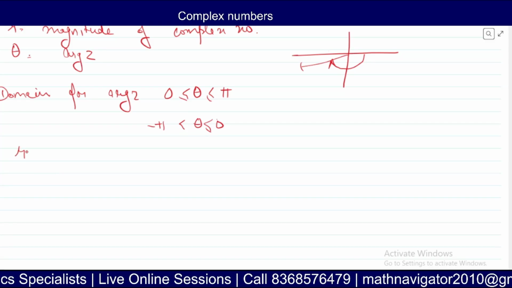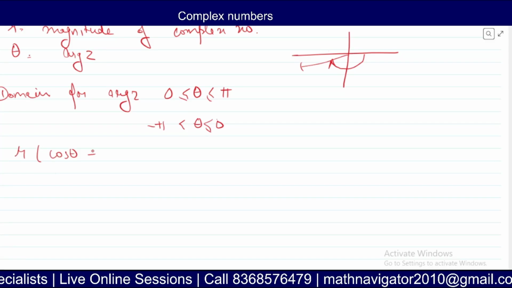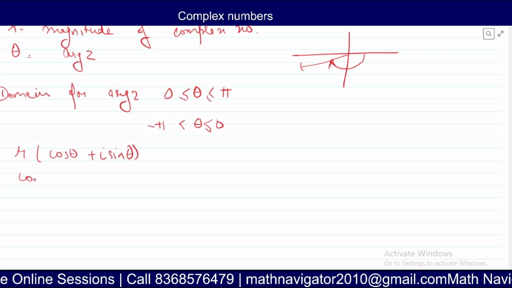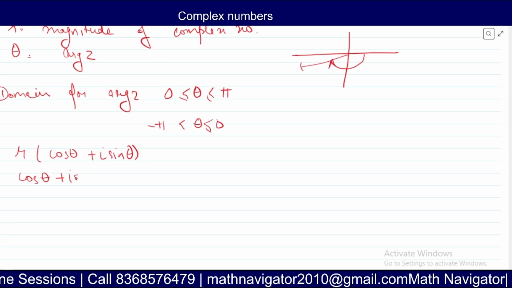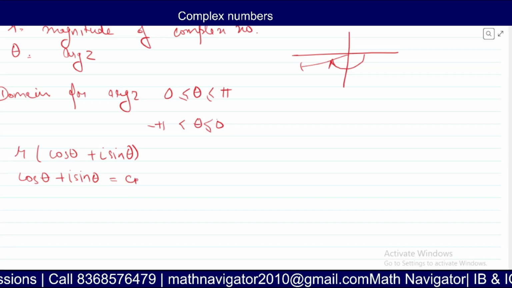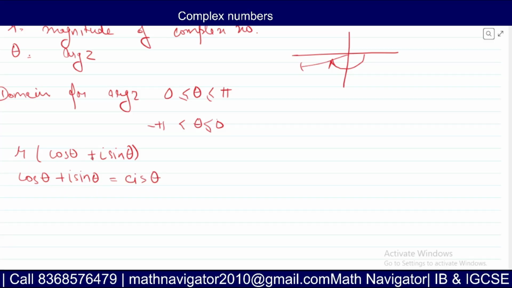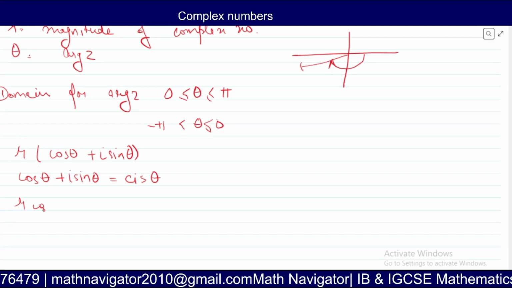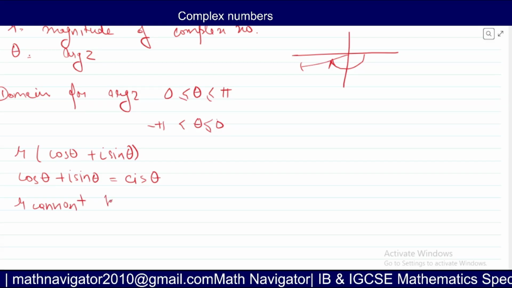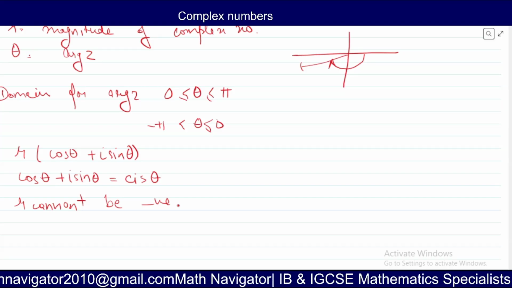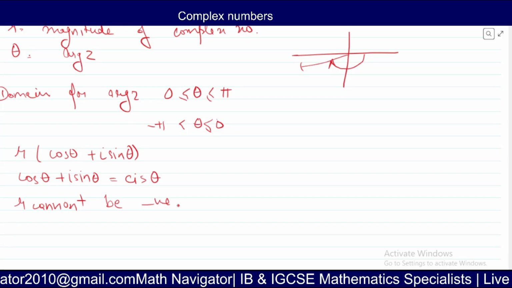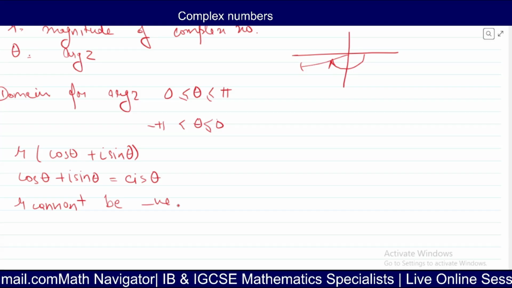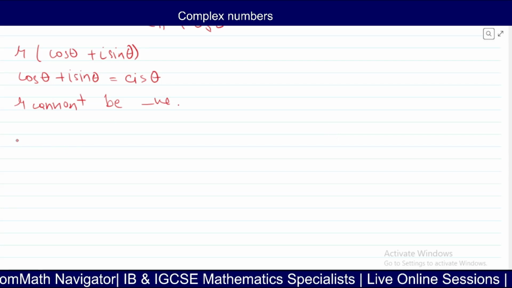See, this r times cos theta plus i sine theta. In short, we call this cos theta plus i sine theta as cis theta. This and this means the same thing. And some important things to consider is r cannot be negative. Got it? I hope this is clear to you. Yes. Then when we'll come to the addition, subtraction, multiplication, division, and then so this is the thing.